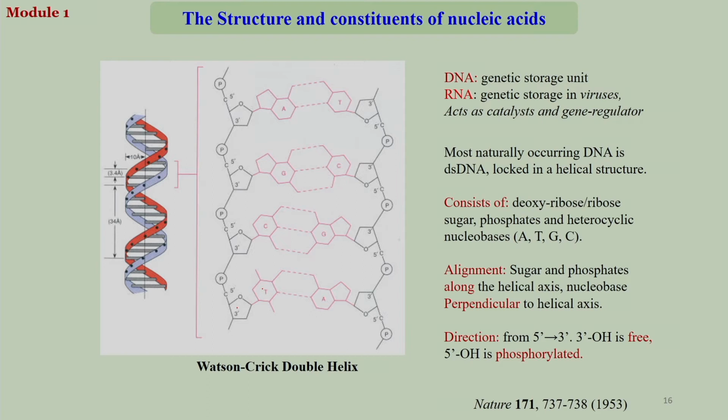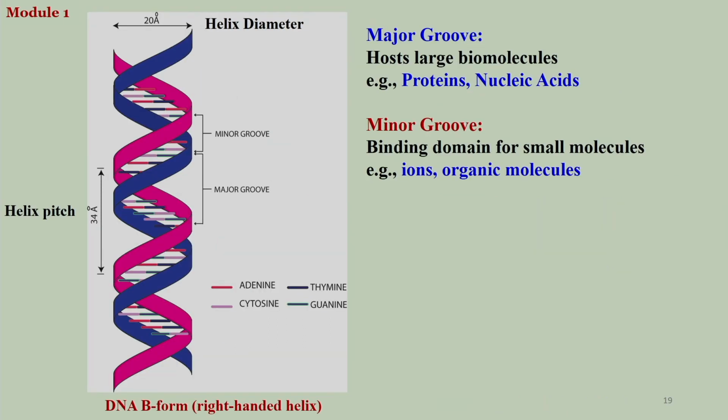So, DNA is the genetic storage unit. Now, when it comes to RNA, that is the genetic storage in viruses, and the RNA also acts as a catalyst. DNA, of course, mostly natural DNA, exists as the Watson-Crick double helix structure. We call it double stranded DNA, dsDNA, and they have helical conformations which is of B form. We call it a B form. Alignment, of course, as I have talked, sugar and phosphates along the helical axis, nucleobases perpendicular to the helical axis. So, this is how the 3-dimensional structure of the DNA would look like. This is the DNA B form, which is a right handed helix.